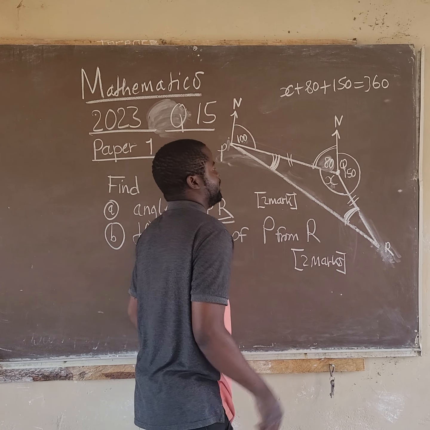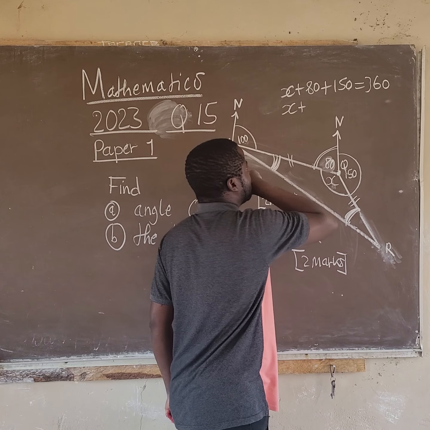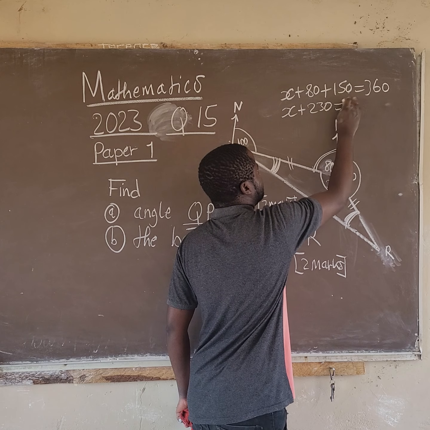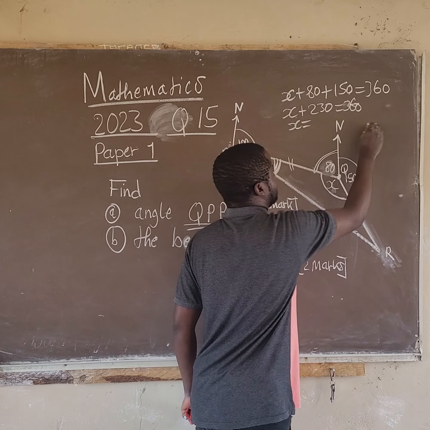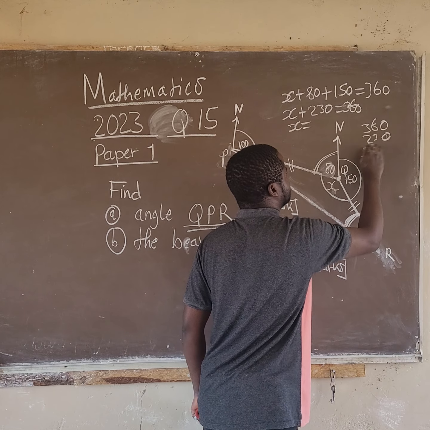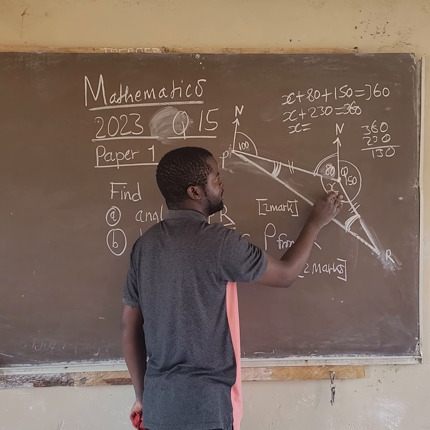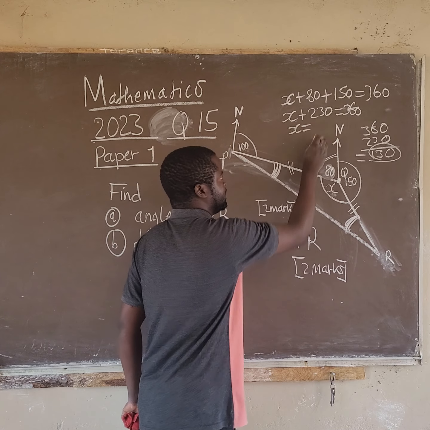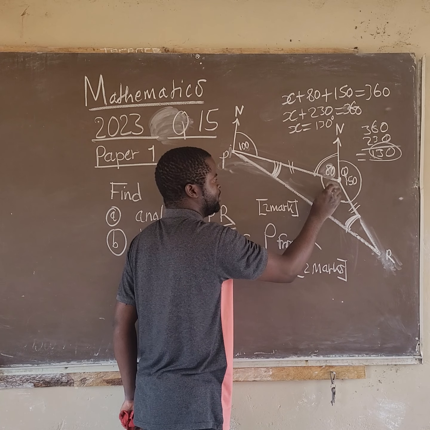So definitely we are saying x plus this is going to give us 230 is equal to 360. Probably the size of angle x will be 360 minus 230. So this is just a 0. This is a 3. So the size of angle x will be 130 degrees. So this will be 130.